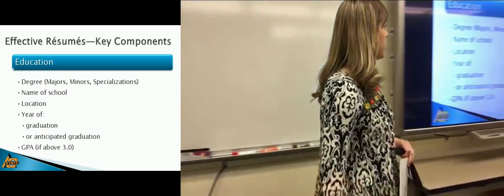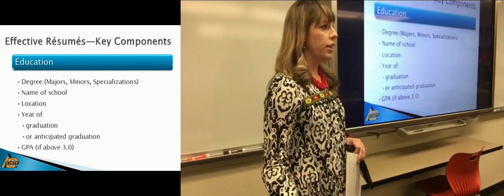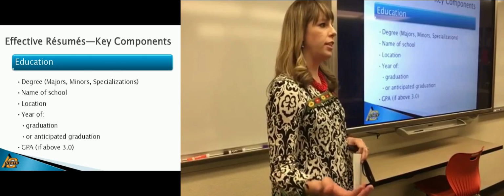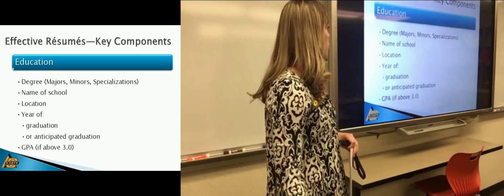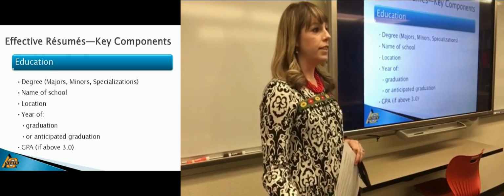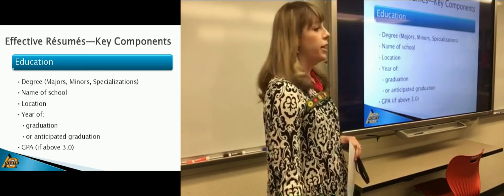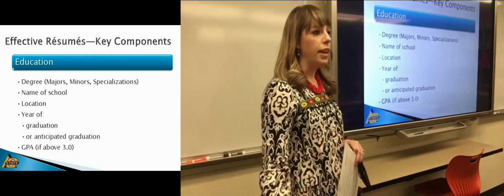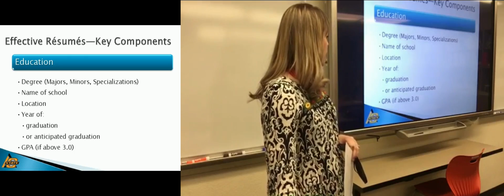So for education, obviously we want to have the degree. If we're working on a degree, we'll list that. If we have any minors or specializations or special certificates, we can also list that. Also the name of the school, where the school is located, so Oklahoma State University, Stillwater, Oklahoma. The year that you'll be graduating or anticipated graduation, so you might put May 2018 expected graduation date, and GPA.